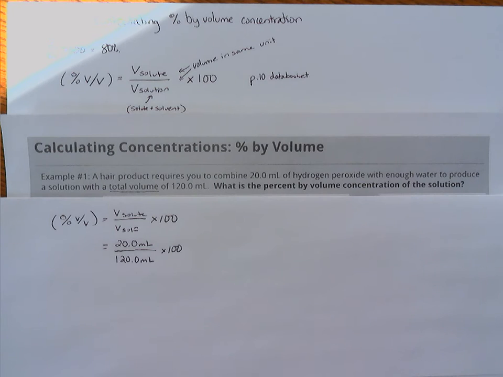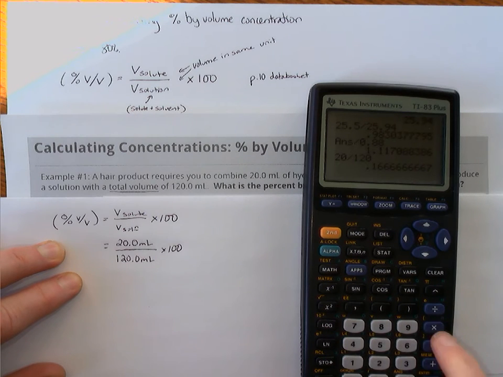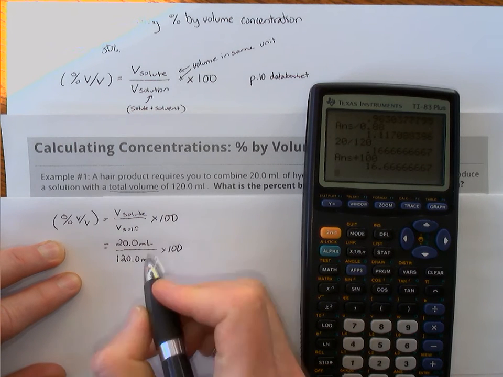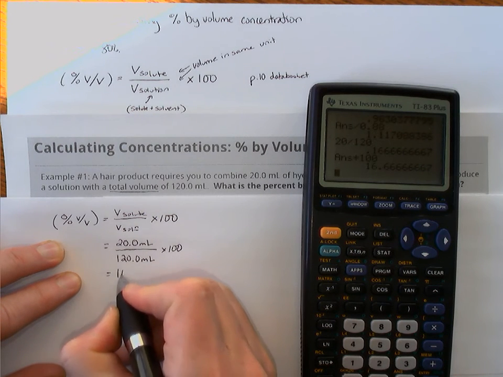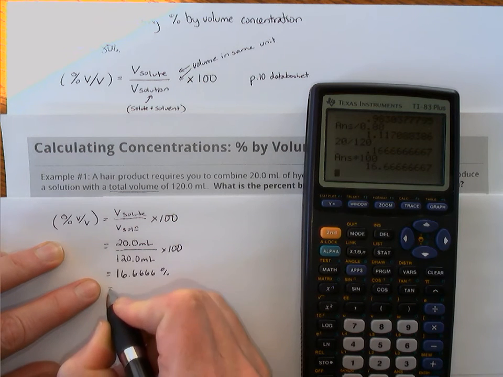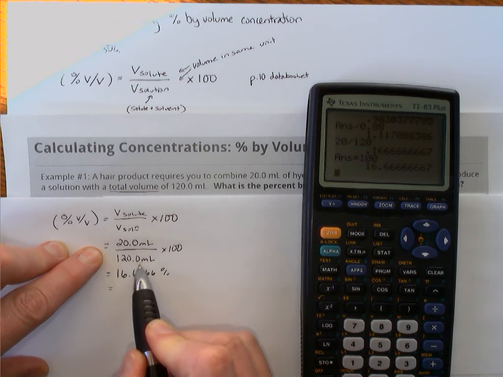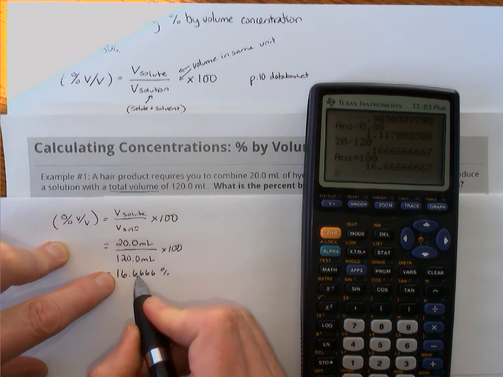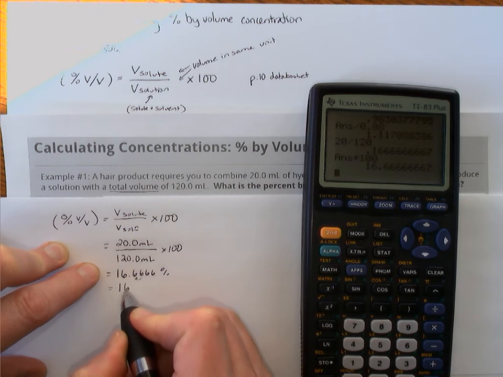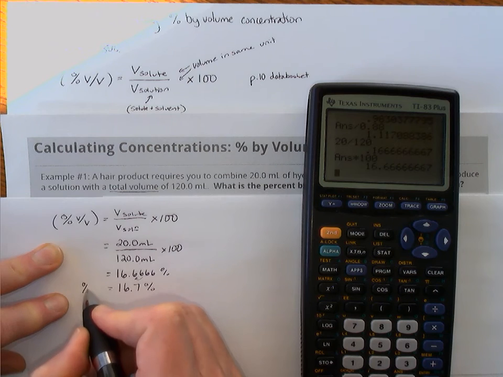And I'll grab the calculator real quick. And then multiply by 100. So 16.6666%. And we're going to round that off. We have 3 significant digits and 4 here. So 3 is our minimum. So we're going to round this off to here. And because 6 is the next digit, that 6 is going to round up. So 16.7%. So that's our percent volume.